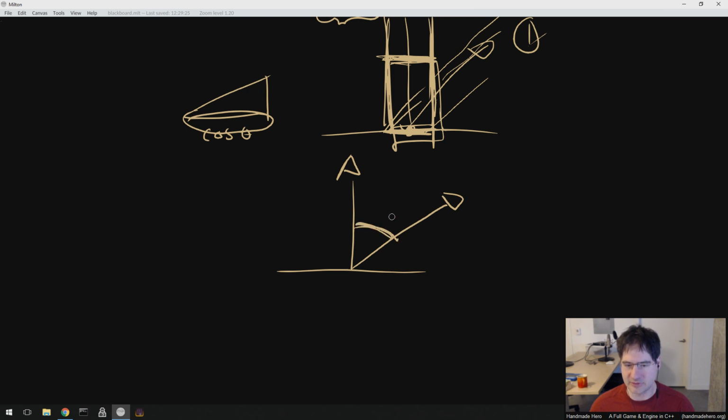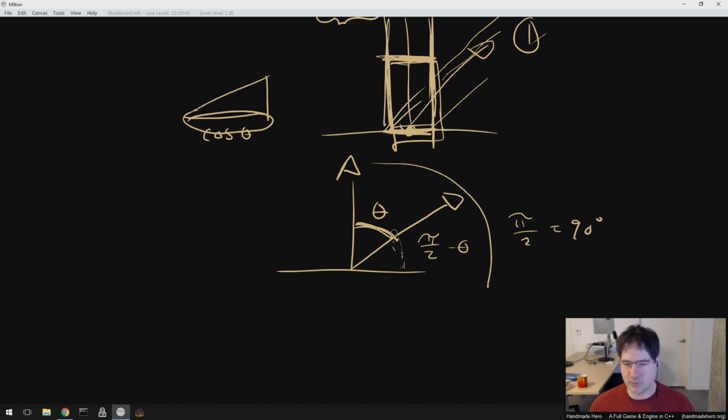So the angle we'd actually like to measure is this, right? This angle here is actually sort of the inverse of this, right? It's 90 degrees minus theta, or pi over 2 minus theta, right? Because we know that this angle is pi over 2. It's 90 degrees.